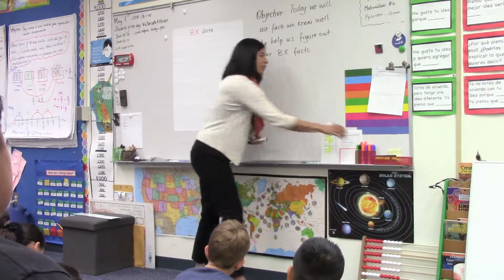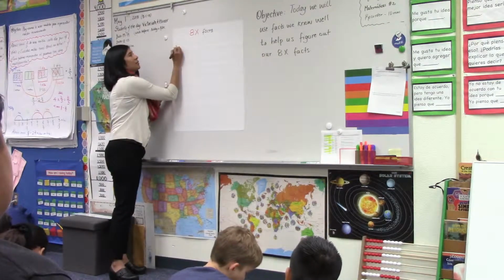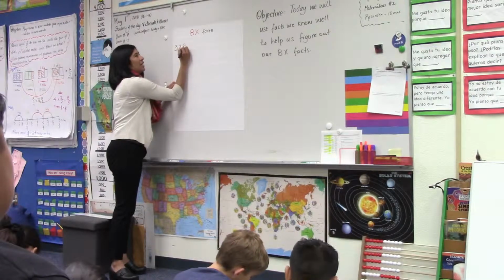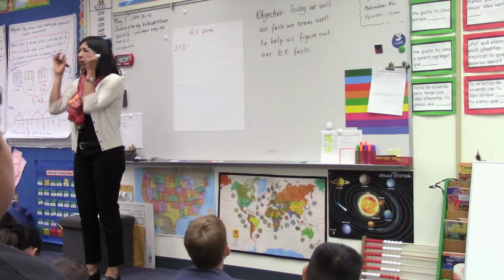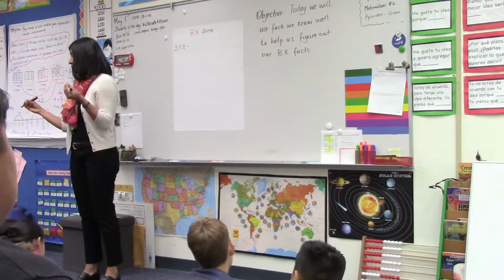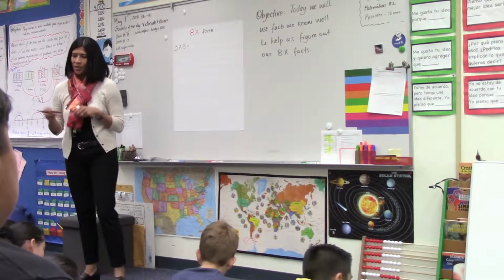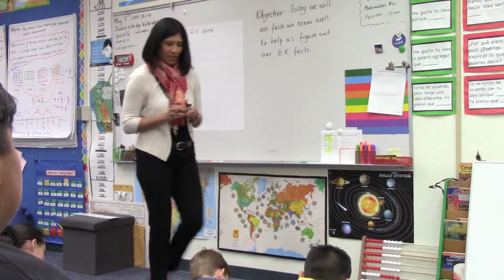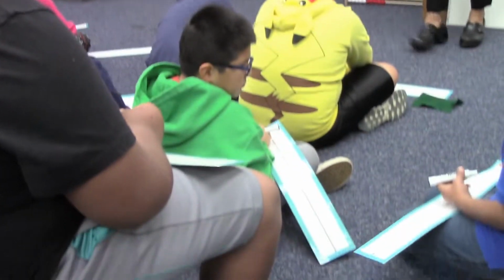So, let's start with 3 times 8. And show me on your number line, how do you think about breaking up that fact to figure out what 8 times 3 is, or 3 times 8? You know the commutative property, right? 8 times 3 is the same thing as 3 times 8. So how will you show that in your open number line?